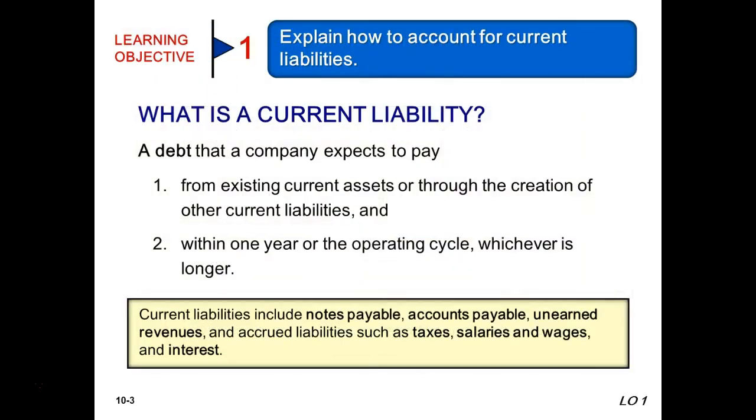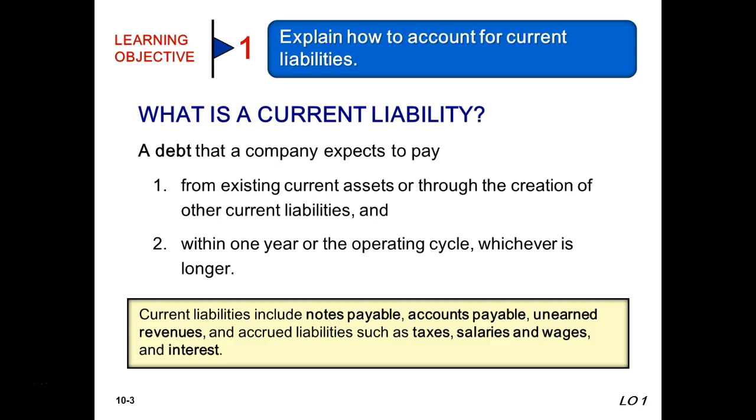So first of all, what is a current liability? A current liability is a debt that a company expects to pay. A liability we've talked about is something that we owe. They expect to pay it from existing current assets or through the creation of other current liabilities, within 1 year or the operating cycle, whichever is longer, and it's generally less than 1 year.